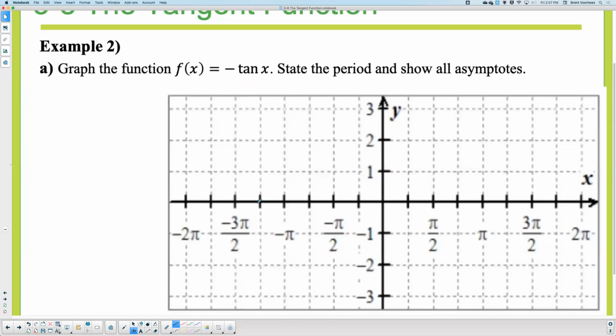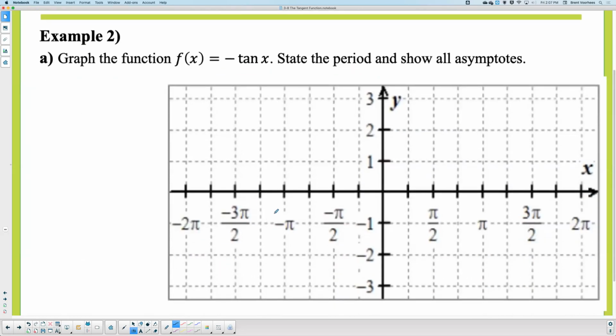So here we go. First, let's graph the function f of x equals negative tangent x. It says state the period and show all asymptotes. The previous slide says to do it this way. Step 1, find your asymptotes.